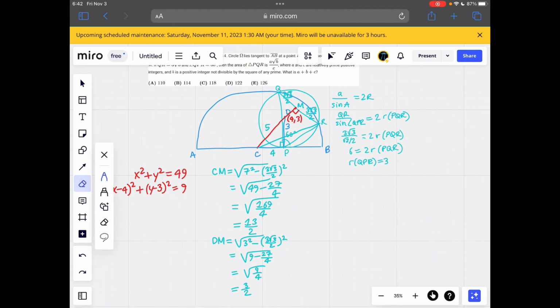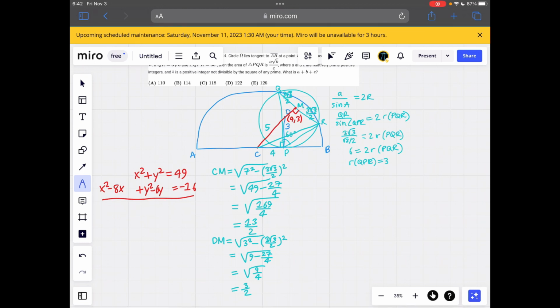So let's get this into simplified form. (x minus 4) squared is just x squared minus 8x plus 16. And (y minus 3) squared is just y squared minus 6y plus 9. And this is equal to 9. So if we subtract 16 plus 9 from both sides, we get that this is equal to 9 minus 25, or negative 16. And now we're ready to subtract the two equations to get the equation of line QR.